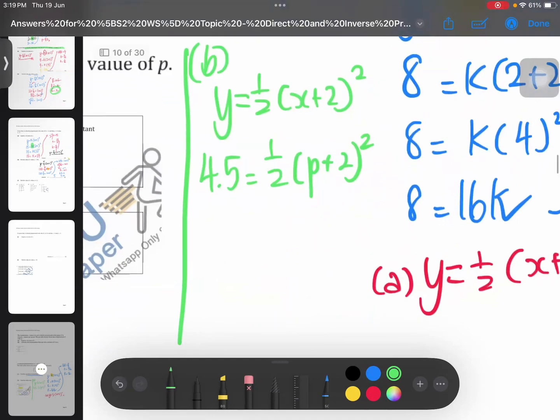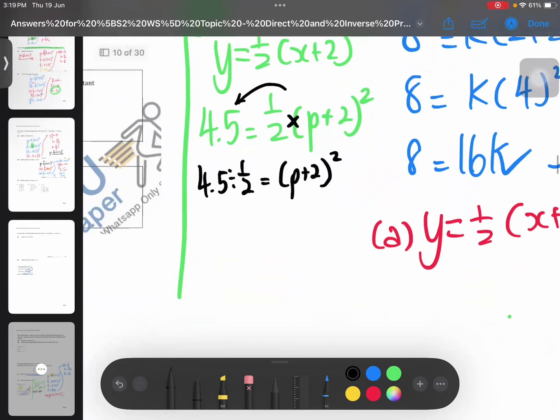Now, of course, once you're done with this, you know that there's a multiplication sign over here, right? So what you're going to do is, with 4.5, you bring the half over, you divide by half. Am I making sense? All right, so p plus 2 to the power of 2. So over here, you go 4.5 divided by half. When you do 4.5 divided by half, you're going to get 9. Agree or disagree? All right, p plus 2 to the power of 2.